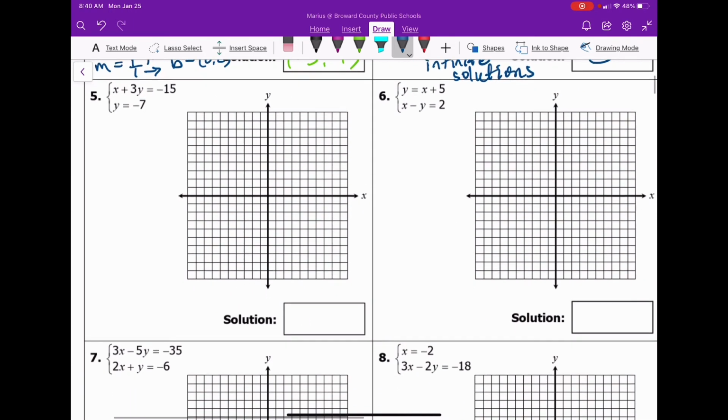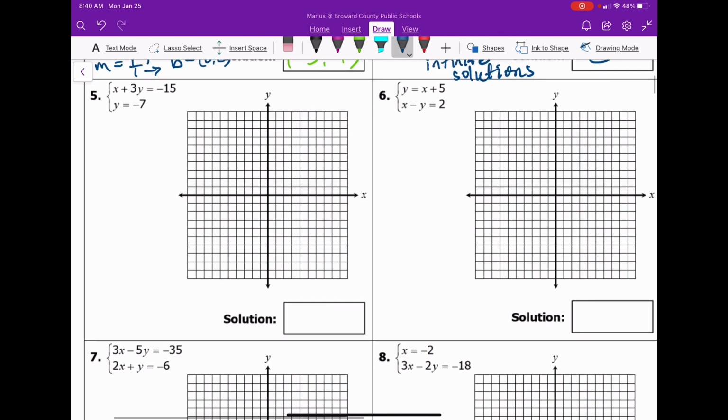All right, let's take a look at number 5 here. For number 5, the first equation, which I'm gonna put the red dot next to, is not in slope-intercept form. So once again, we need to go ahead and do that. And let's write that out. 1x plus 3y equals -15.